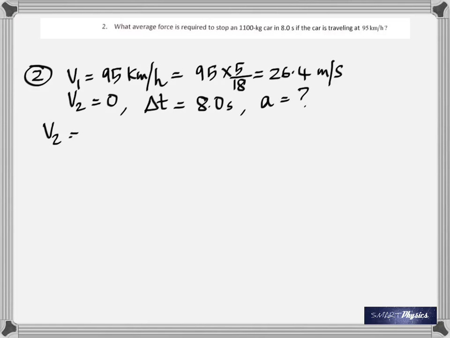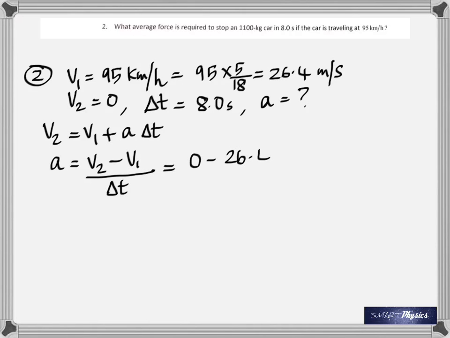So let's finish this. And the equation you're going to use is V2 is V1 plus A times t, or simply the definition of acceleration, delta V by delta t. Take the difference, divide it by time, you would get negative, and the negative shows it's slowing down, 3.30 meters per second squared.